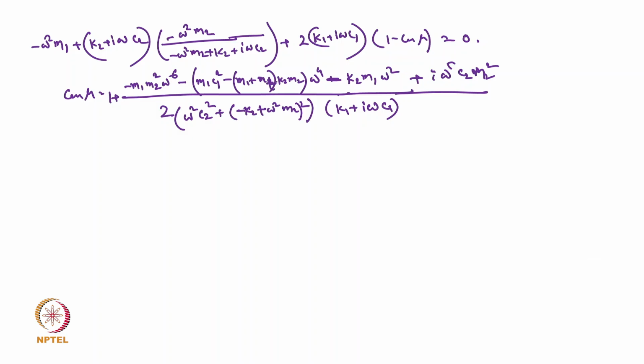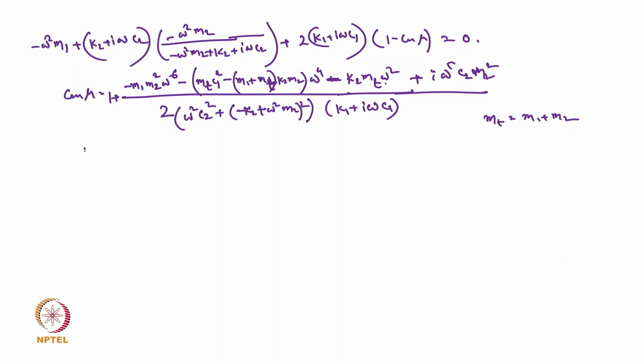No, this is not m2, this is mt. This is also mt, this is mt, where mt equals m1 plus m2. Okay, so if we do that way, we can get that expression.